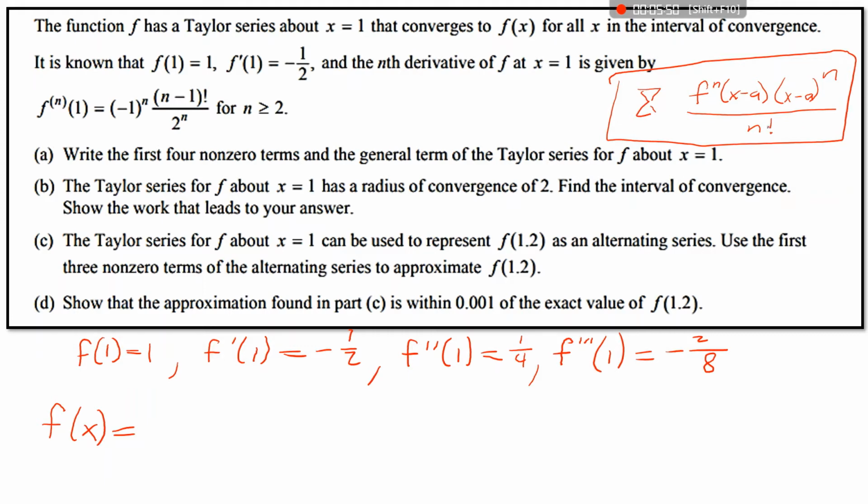Okay, so my first two terms, if you can do the last two terms. My first term is 1, since this would be x minus a to the 0 power over 0 factorial, plus my first derivative, negative 1/2, times x minus 1 to the first power over 1 factorial.